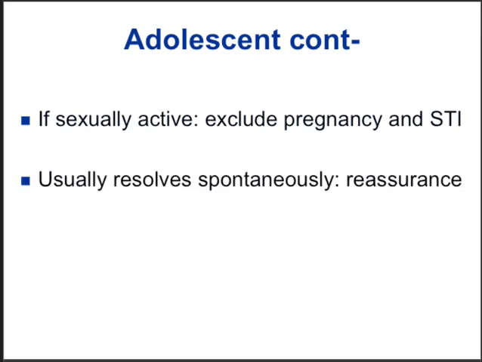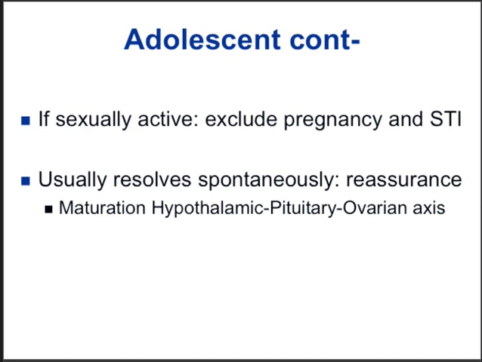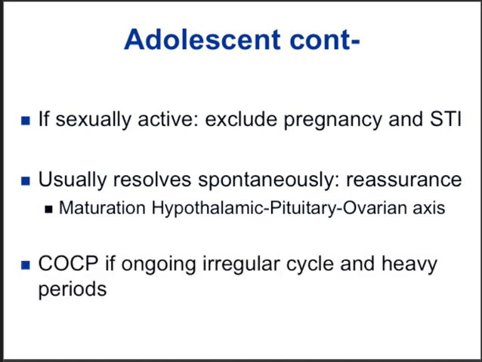Usually these are temporary anovulatory cycles that resolve spontaneously, so explanation of the underlying mechanism and reassurance is warranted. Time will resolve it, because we assume that the maturation of the LHRH release, and LH and FSH release from the pituitary ovarian axis will improve as time progresses. If there is ongoing irregular bleeding, a combined oral contraceptive pill can be prescribed, and by the way, time eventually will do its beneficial work.